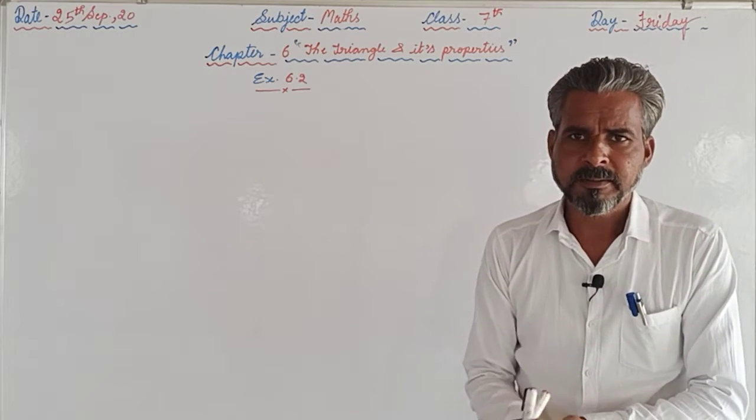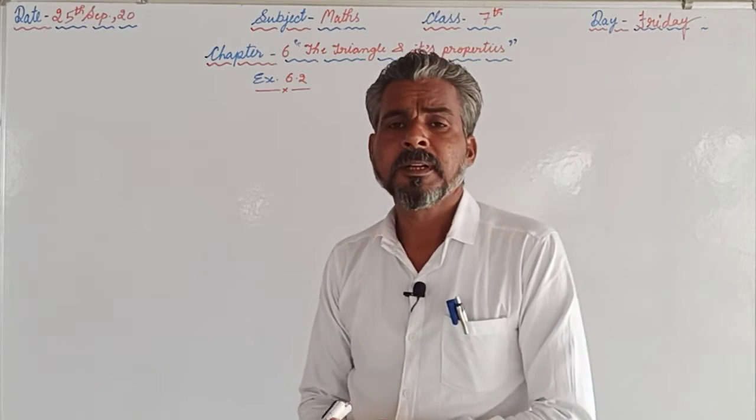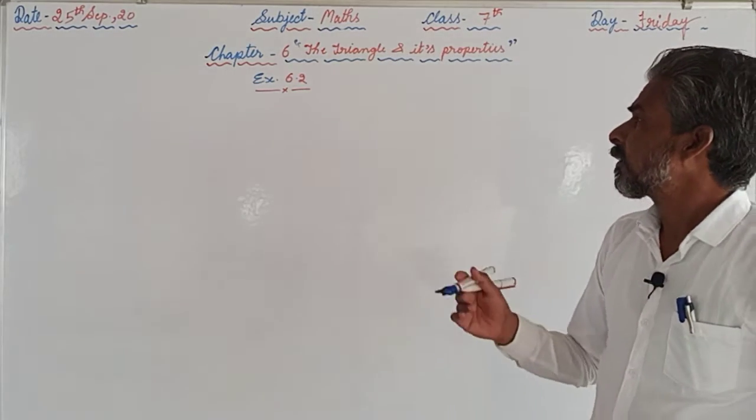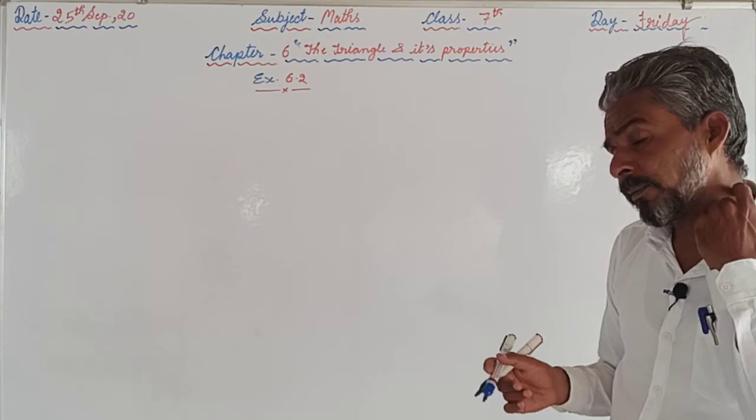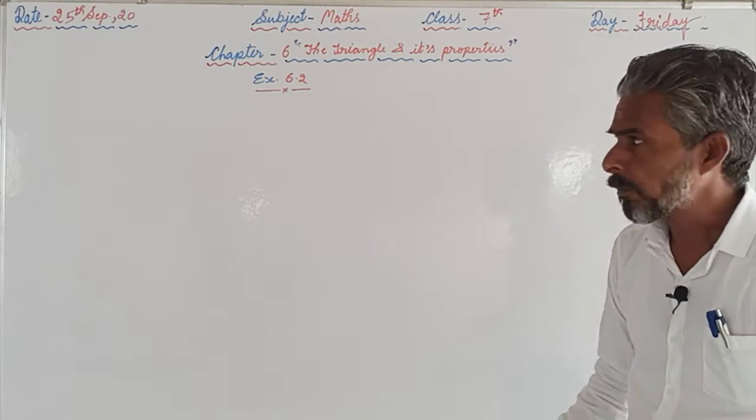This video is for class 7th and the subject is maths, and we are continuing the same chapter, that is chapter number 6, and the name of the chapter is the triangle and its properties.